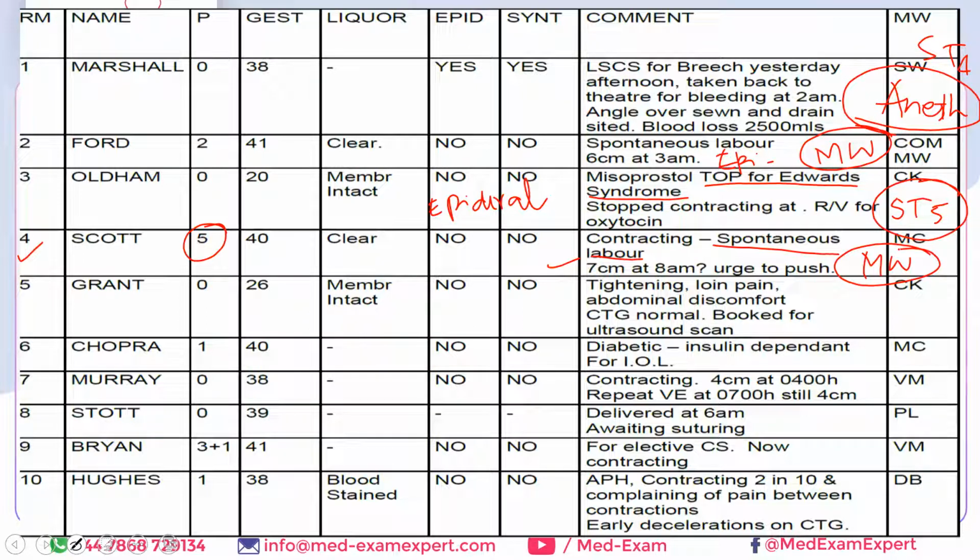Her membranes are intact, but she's having tightening. That means she might be having preterm pain. She's having abdominal discomfort. CTG is normal. She's booked for an ultrasound scan. Okay. I will tell my ST1 to look at this patient.